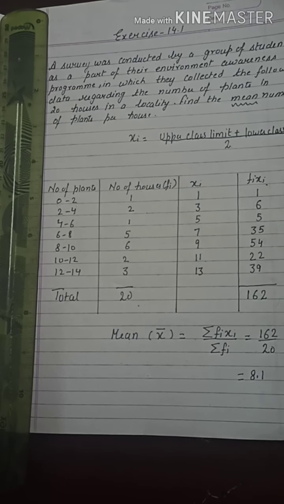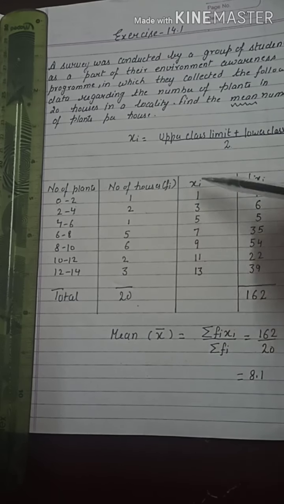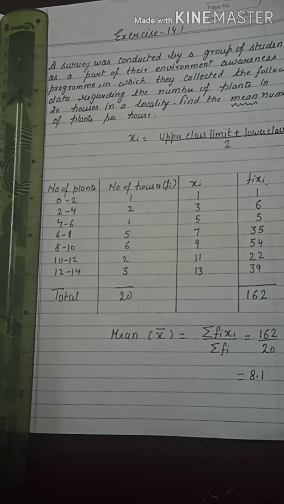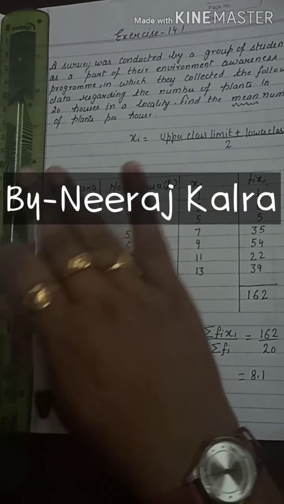If you have bigger values, for example two-digit or three-digit numbers, then at that time we will apply the assumed mean method. And this was question number 1 of exercise 14.1.